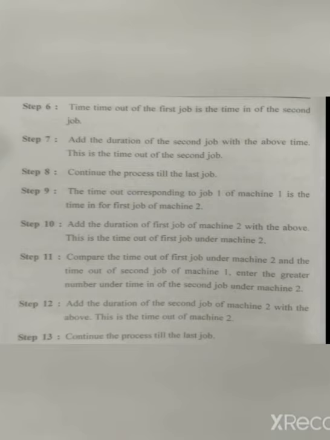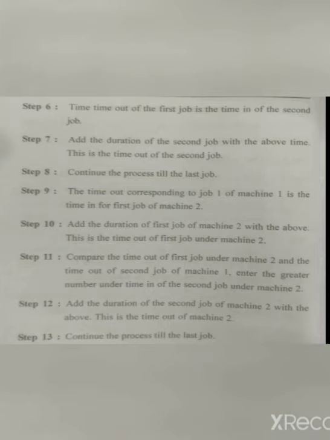So here you have to listen. Add the duration of the second job with the above time. This is the time out of the second job. So time in will be the time out of the first job. So in the job we have the sequence. First job time in is 0, time out is the processing time of the first job. For the second job, time in is the time out of the first job. Time out of the second job is the time in plus the duration of the second job. So continue the process till the last job.